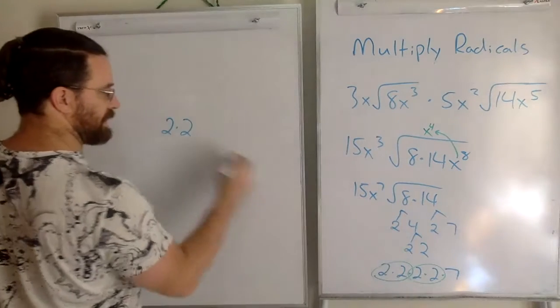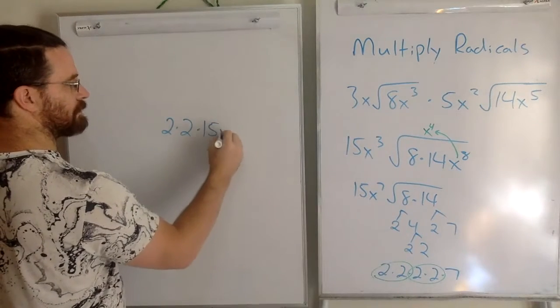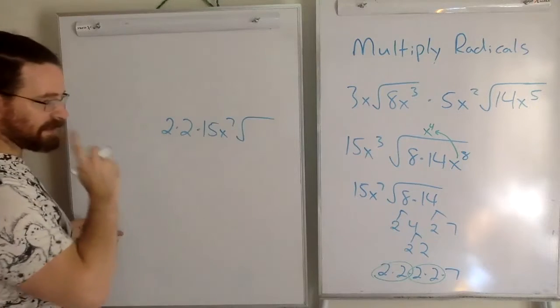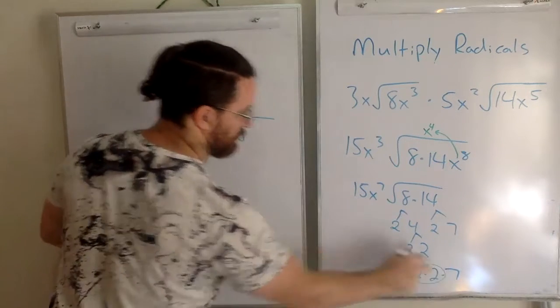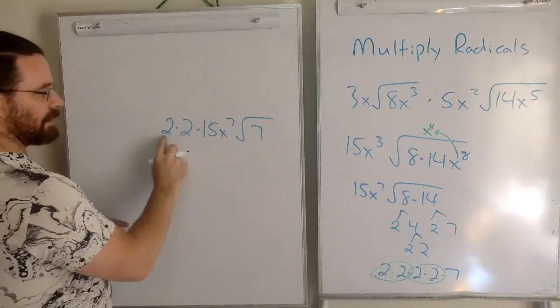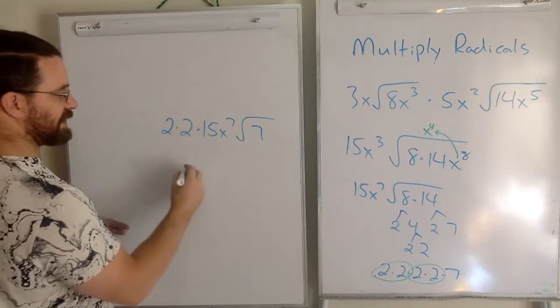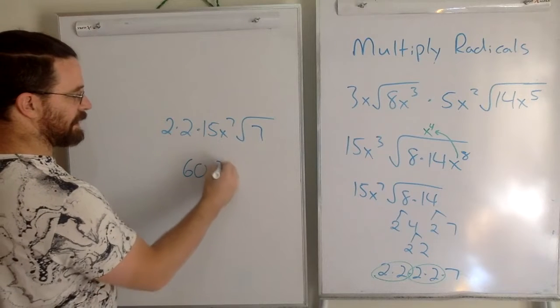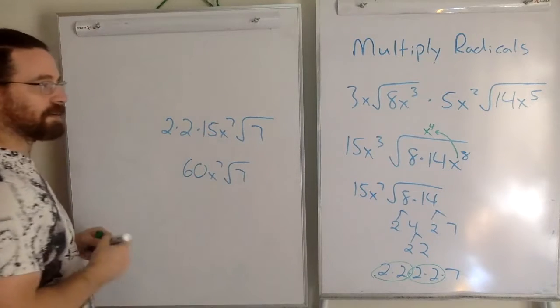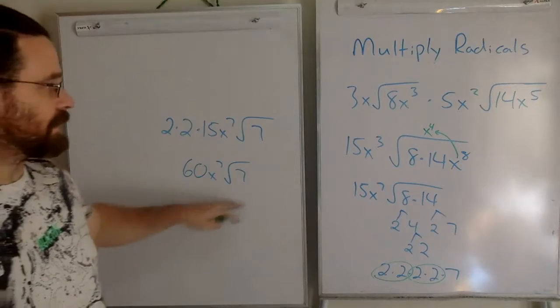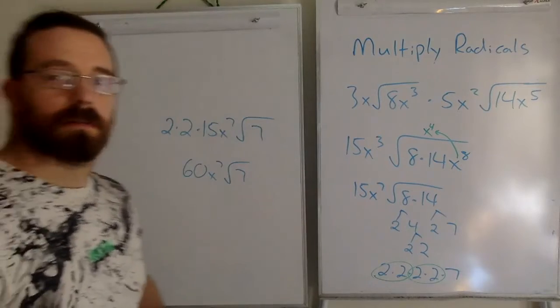I already have 15x to the 7. And on the inside, I'm only going to be left with 7. This gives me 4. 4 times 15 is 60. So I'm going to get 60x to the 7th radical 7. So that would be my answer for that. Let's try another one.